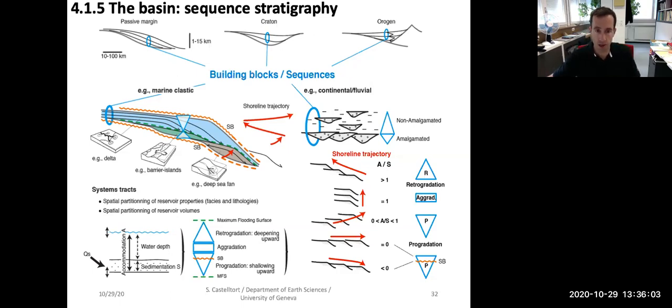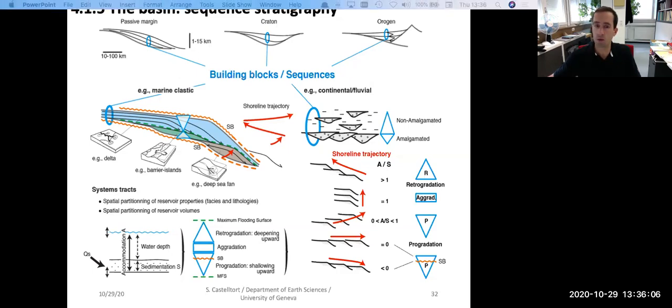Okay, and so the shoreline follows the sea level. Maybe I can do here a small web picture, raised marine deposits. I'm maybe not going to find the best.